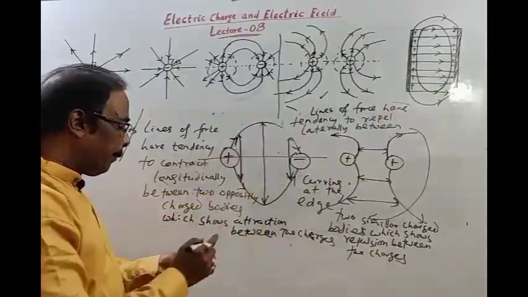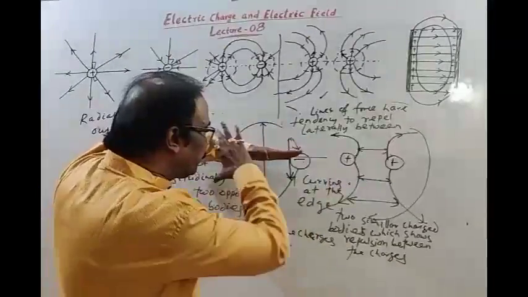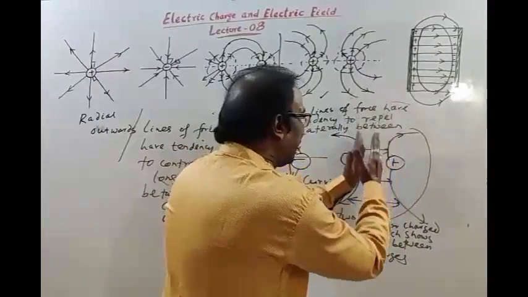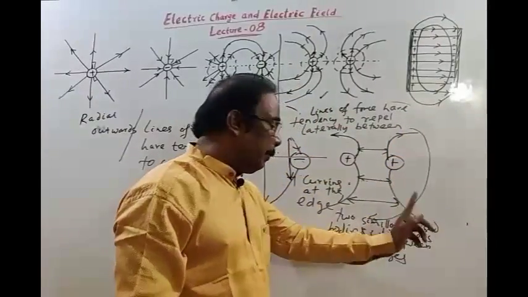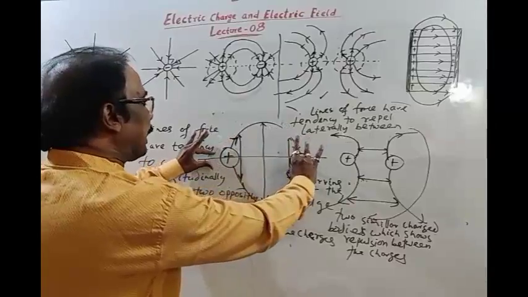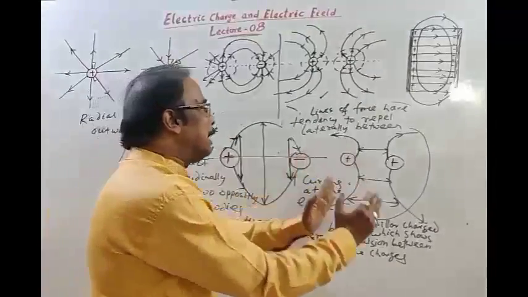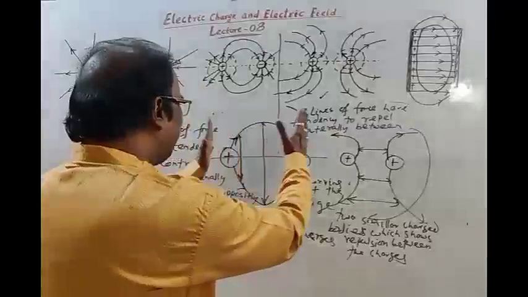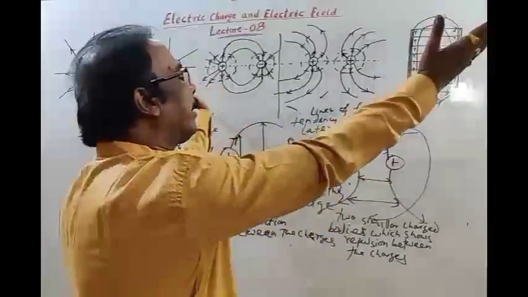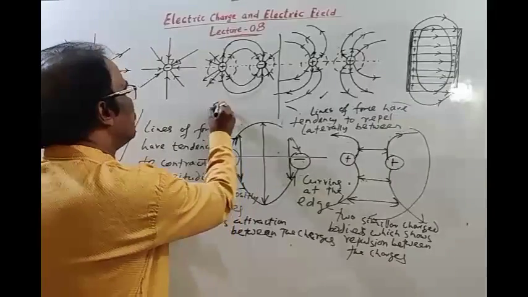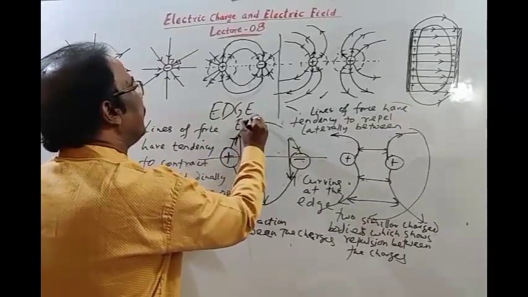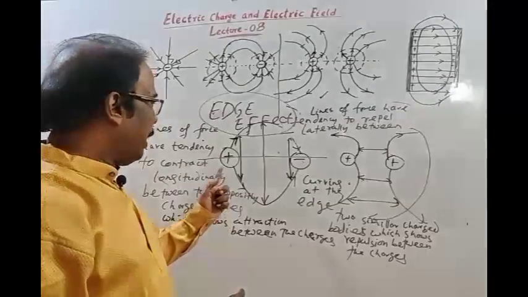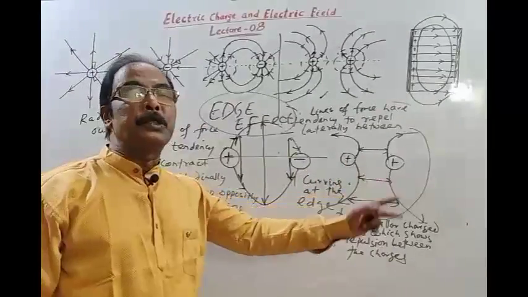Okay. Lines of force have a tendency to contract longitudinally between two oppositely charged bodies. Lines of force have a tendency, this is lateral, to repel laterally between two similarly charged bodies. Okay. Longitudinal contraction shows attraction between opposite charges. Lateral repulsion shows repulsion between two similarly charged bodies. These two effects, longitudinal contraction and lateral repulsion, are called the edge effect. Okay. Longitudinal contraction or lateral repulsion shows attraction and repulsion between two oppositely and two similarly charged bodies.